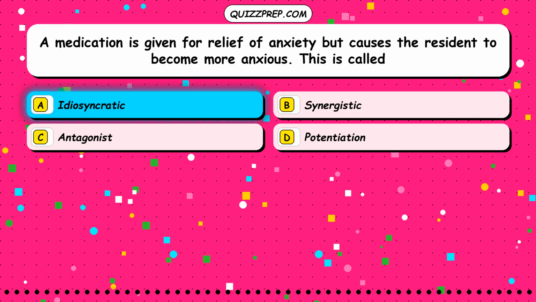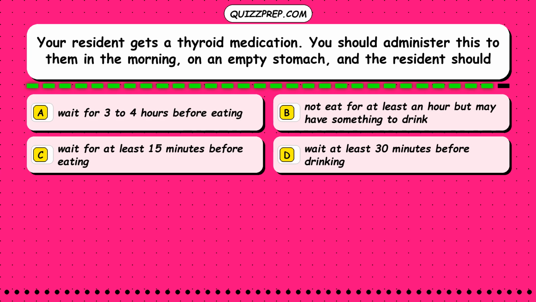The correct answer is option A, idiosyncratic. Question 371. Your resident gets a thyroid medication. You should administer this to them in the morning, on an empty stomach, and the resident should. Option A, wait for 3 to 4 hours before eating. Option B, not eat for at least an hour but may have something to drink. Option C, wait for at least 15 minutes before eating. Option D, wait at least 30 minutes before drinking.